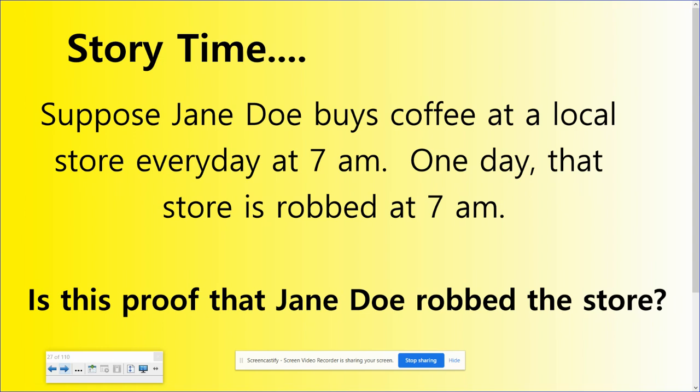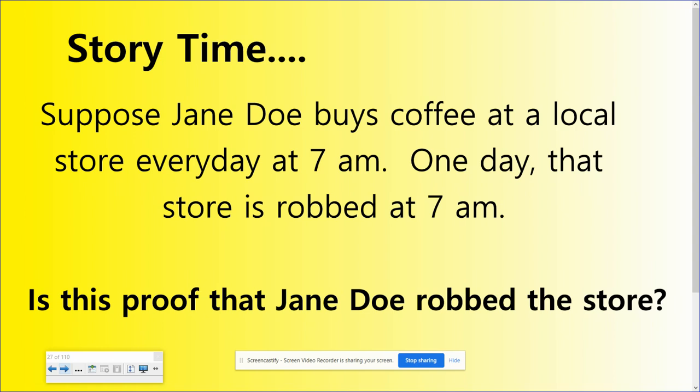Okay, so before we actually get into the lesson, I have a little story for us. Suppose Jane Doe buys coffee at a local store every day at 7 a.m. One day that store is robbed at 7 a.m. So is this proof that Jane Doe robbed the store? Take a minute and think about that. Hopefully most of you are saying, no, that's not necessarily true. Just means she could have been there when the store got robbed.